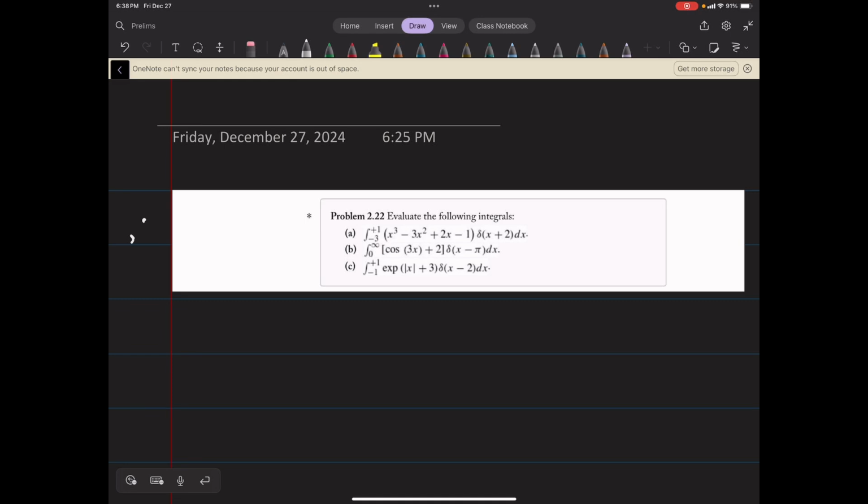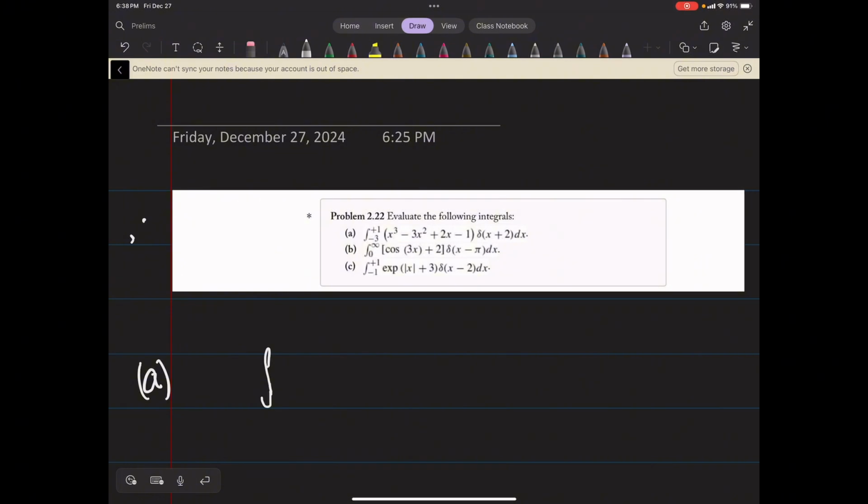Okay, now into the problem. So 2.22 is essentially just practice with the delta function, and where the delta function really shines is in integration. It makes integrals very, very simple. So let's start with part A.